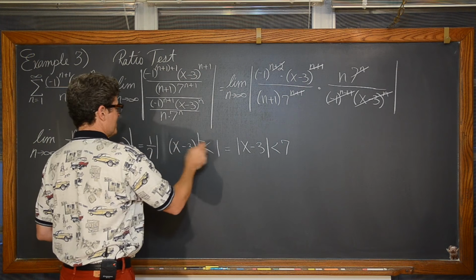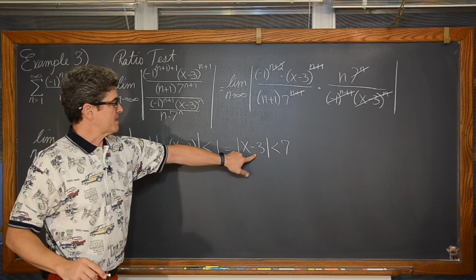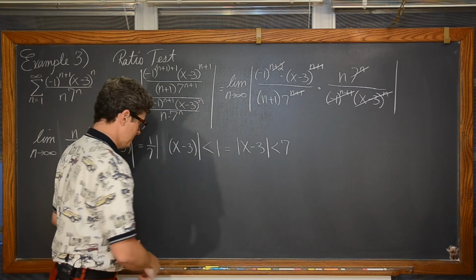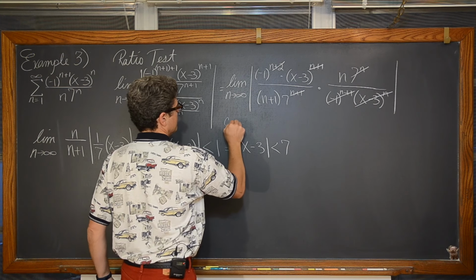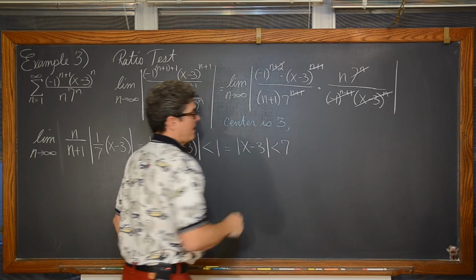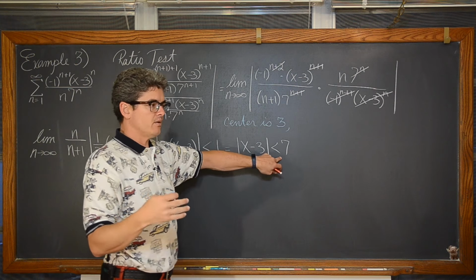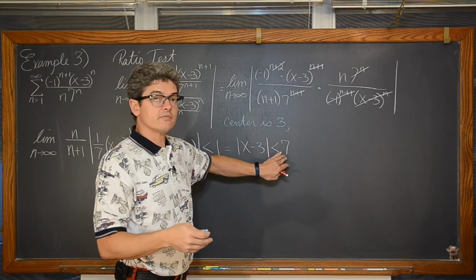We have 1 times 7 is equal to 7. Now at this point you can look at this and go, hey, the center of our power series is 3. And here we have that real value that's greater than 0. We have a radius of convergence of 7.